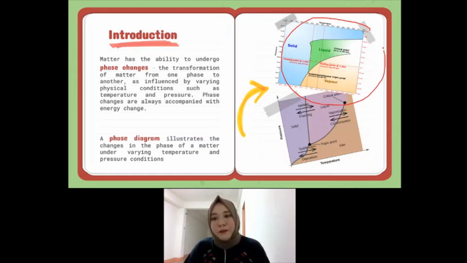Now, we won't really be dwelling on this in detail. There is a separate module for this. I think it will be on module 4 that we will be digging deep into the details about phase diagrams. So for now, I just want you to remember that there are phase changes that involve different states of matter. So let's continue with the focus of the lesson again.